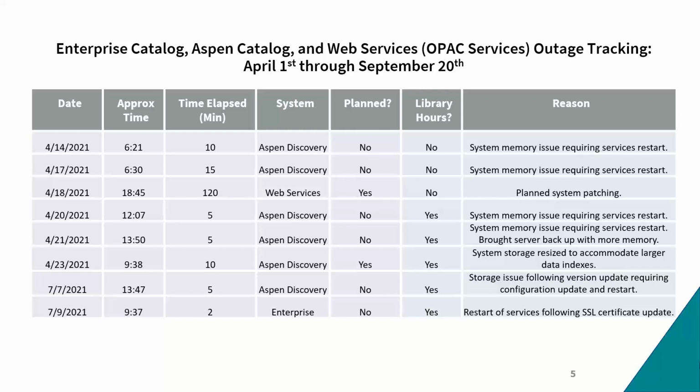And then also our web services, which, just as a reminder, is that intermediary that talks between the OPAC service, between Enterprise and Aspen, to the Symphony ILS server. So web services talks in between those two and ensures that all the data is syncing. So when web services is down, it does impact both Aspen and Enterprise.